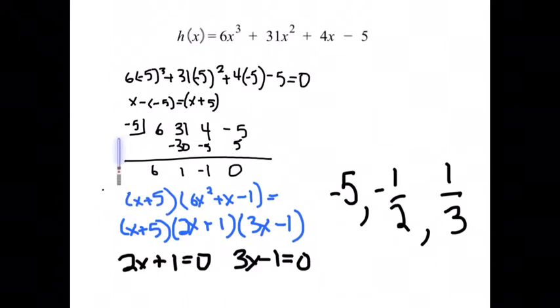So synthetic division, I just divided by negative 5 and found 6x squared plus x minus 1. And if you factored this even further, you'll find x plus 5, 2x plus 1, and 3x minus 1. And if you set both of these to 0, you will find that they equal negative 1/2 and 1/3. And don't forget the negative 5. And these are all your roots.